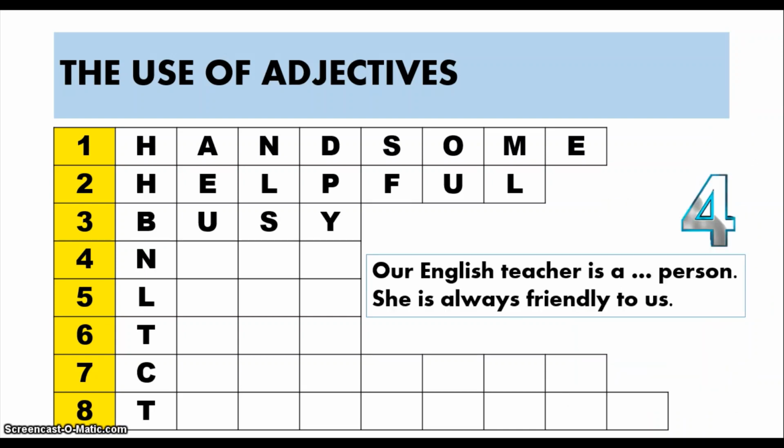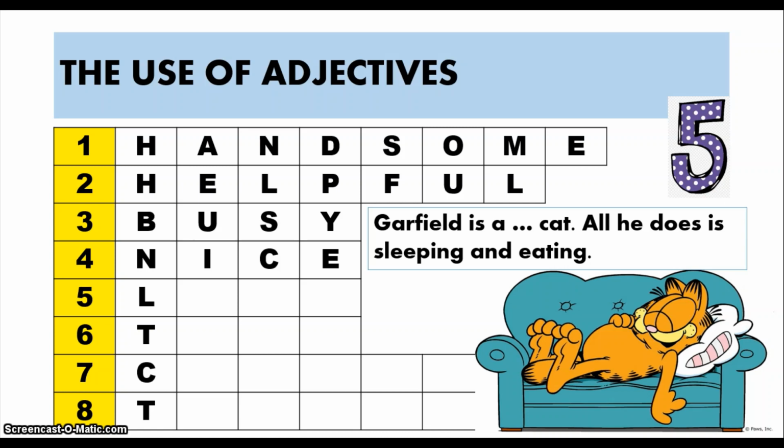Now, number 4. Our English teacher is a blah blah blah person. She's always friendly to us. Okay, it will start with N. So you must know the answer, right? Good. The answer is nice. Excellent.